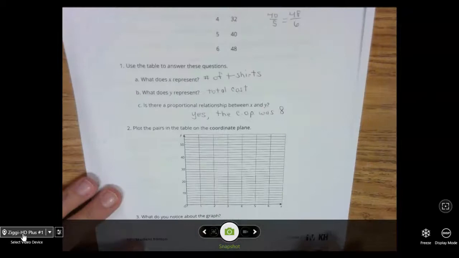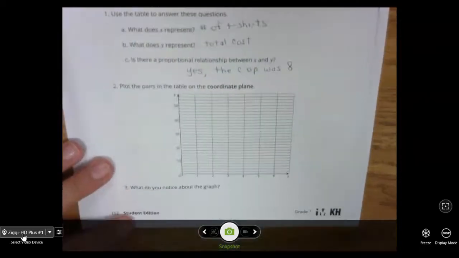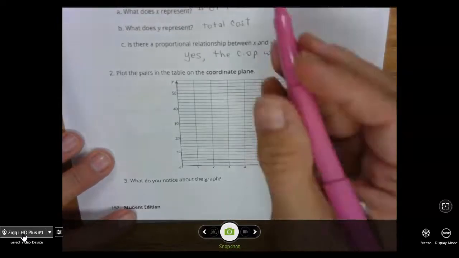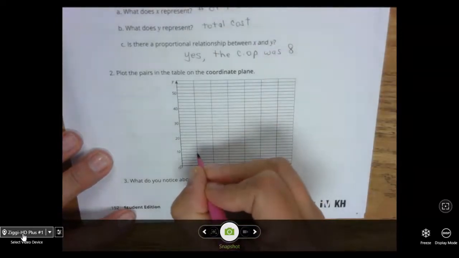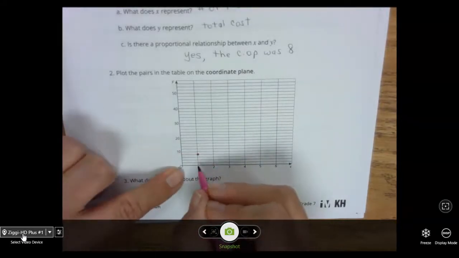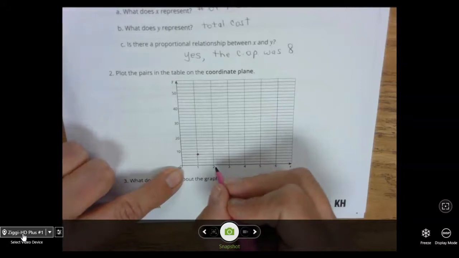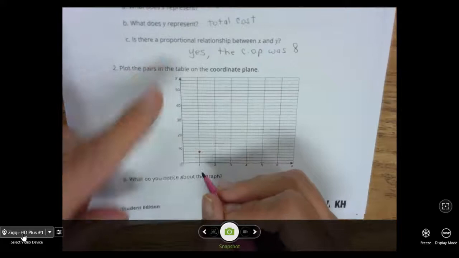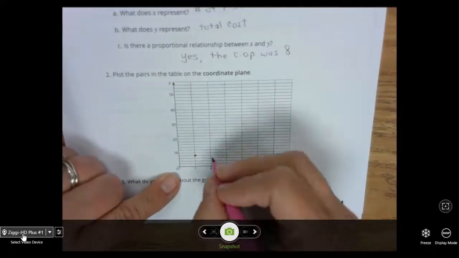Okay, let's plot the pairs in our coordinate plane. So again, we have the point (1, 8). And I noticed that our increments are going up. There's 5 between 0 and 10, so they're going up by 2. They're counting by 2s on this side. Sorry. Number 2 would be 16.